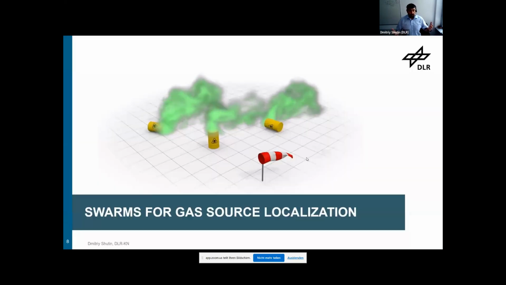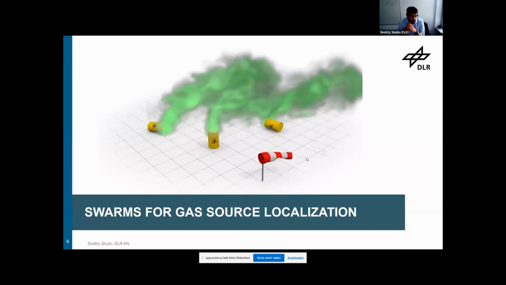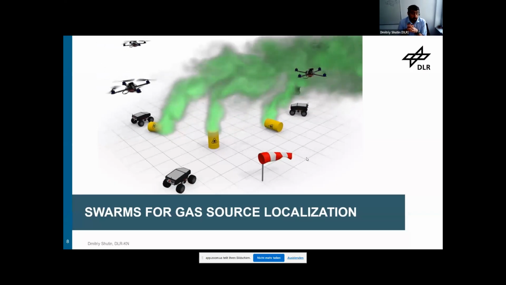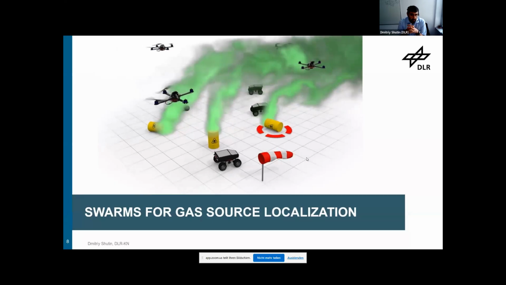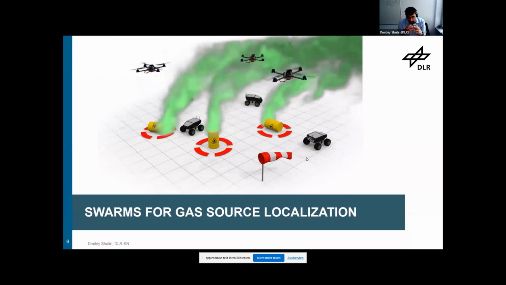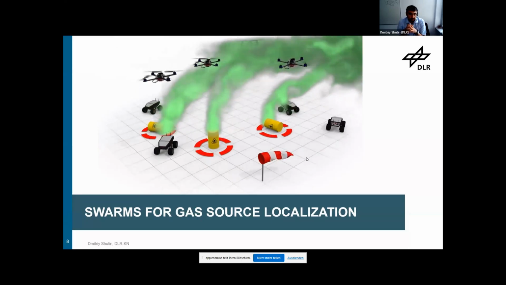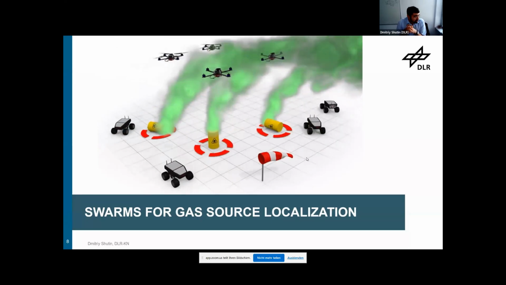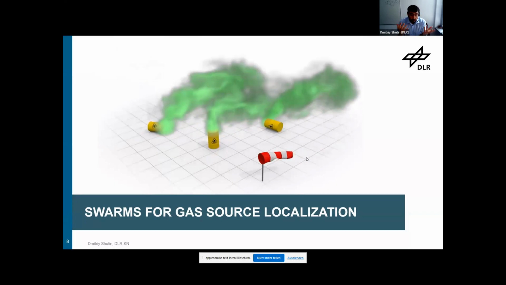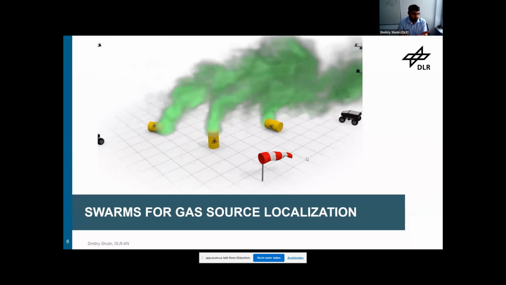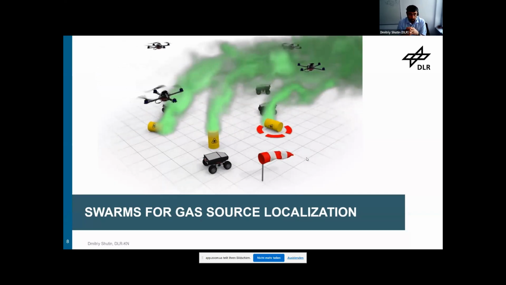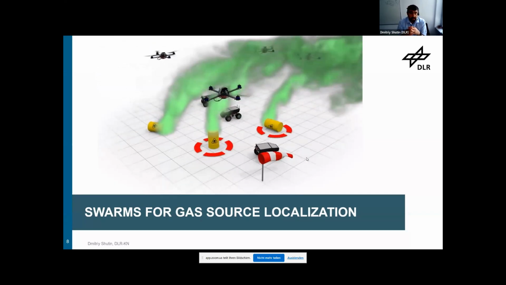So how do we come to source localization, gas source localization? This is one of the topics that, among other things, we look at in the group. And what is the idea? What is the purpose of this gas source localization? So imagine a situation in which you have an unknown number of sources that release poisonous gas or smoke from forest fires that you cannot observe directly. So you do not know how many such sources you have or where they are situated.